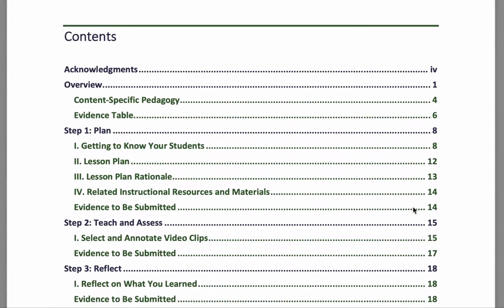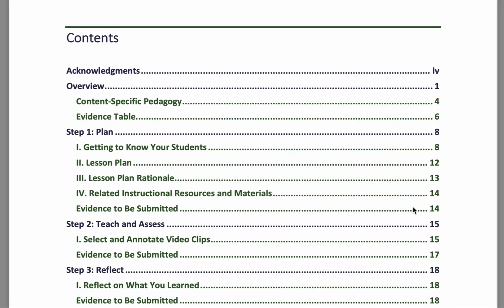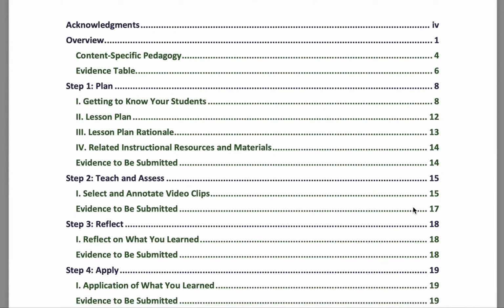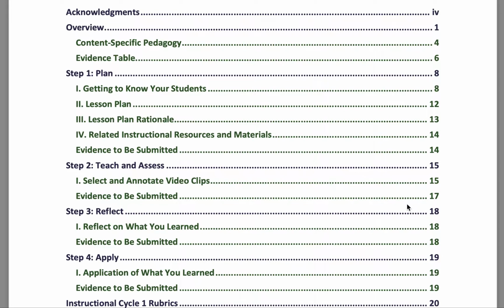The next thing is the table of contents. This is a great tool because it is a linked PDF. So if you open this 50-page document and you don't want to scroll through everything, you want to go straight to, let's say, the lesson plan and learn more about what you need to do for the lesson plan, you can simply click lesson plan and it takes you to page 12 of this document. So you can do that for all of these items in the table of contents.